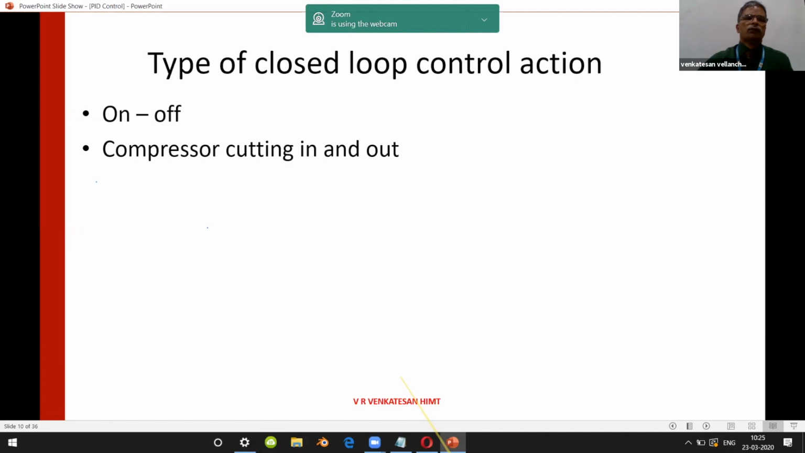The issue with maintaining air pressure this way is that, compared to the outflow of air from the air bottle, the air coming into the air bottle from the compressor will not be matching. They are not at the same rate.